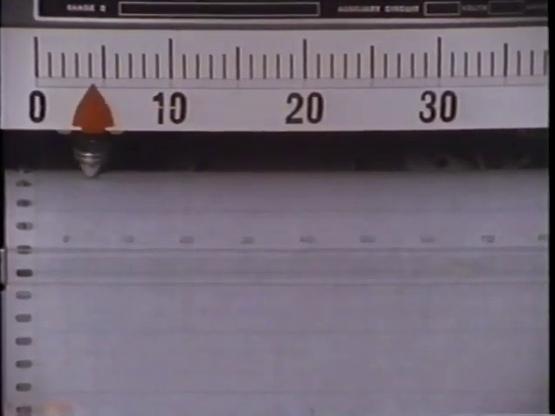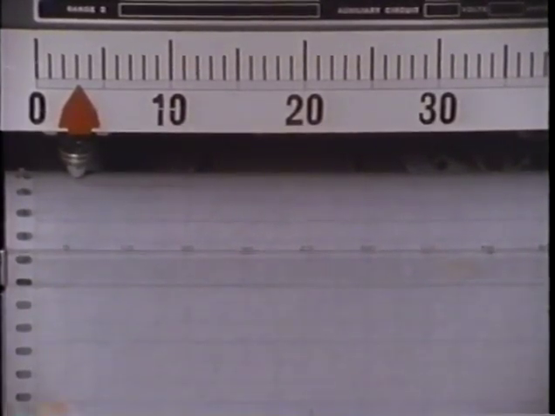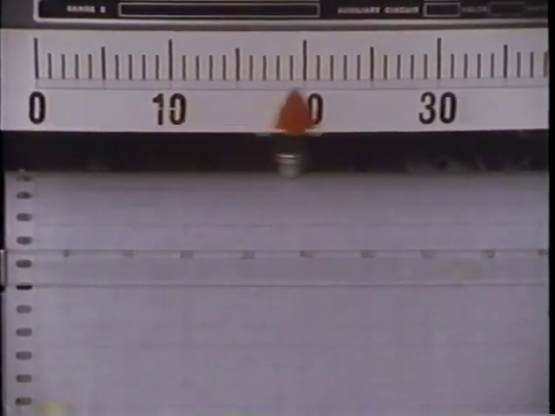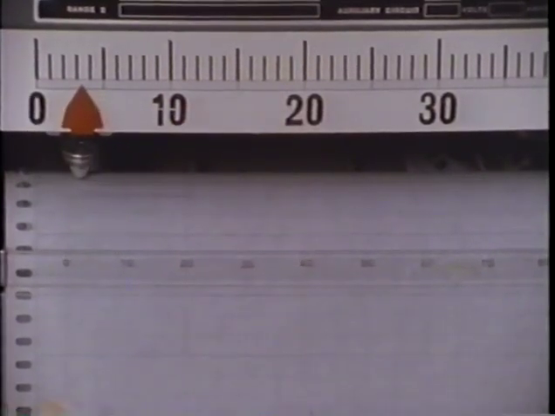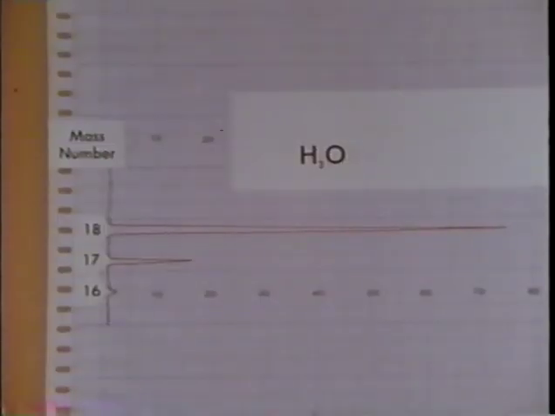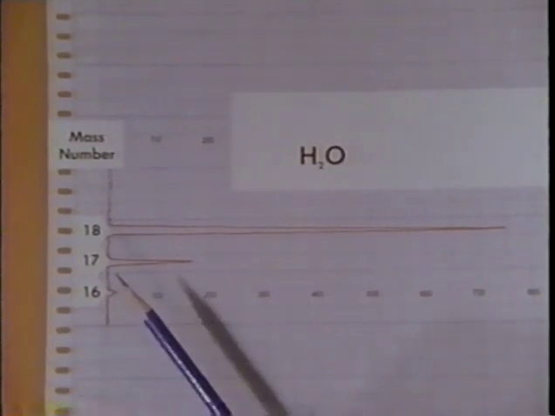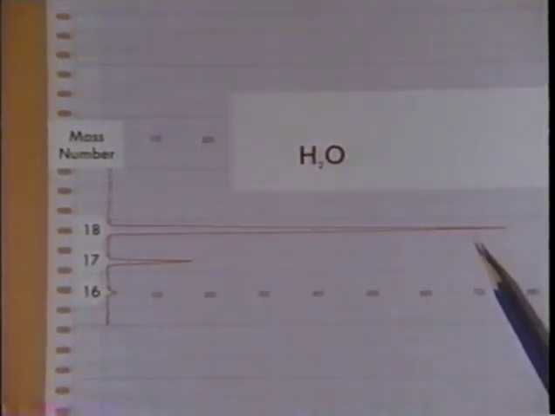At this mass, a small number of ions struck the detector. This large response must represent a very common kind of ion striking the detector. Here's the chart from ordinary water. There are 3 peaks: mass 16 oxygen ions, mass 17 OH ions, and mass 18 ordinary water ions.